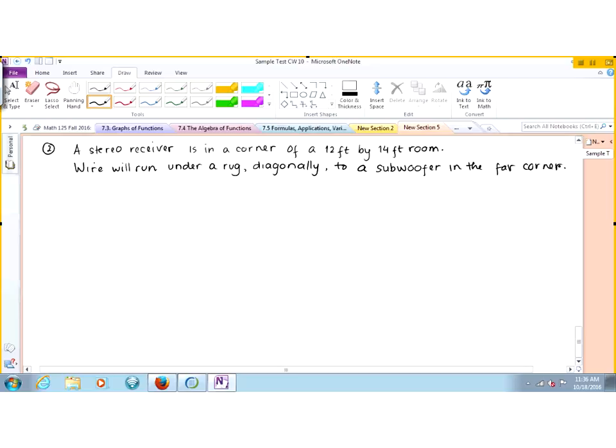Do you know what it is? I have no idea. Okay. If 4 feet of slack is required on each end, how long a piece of wire should be purchased?